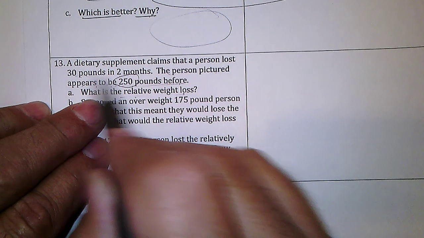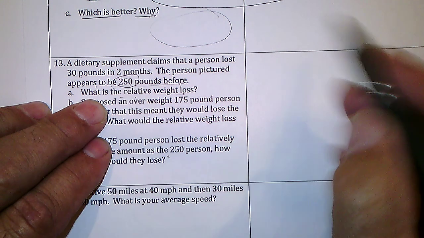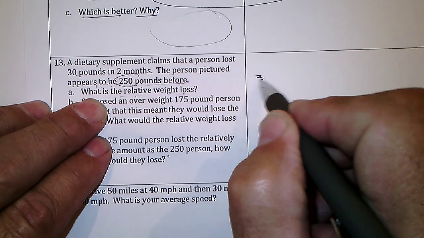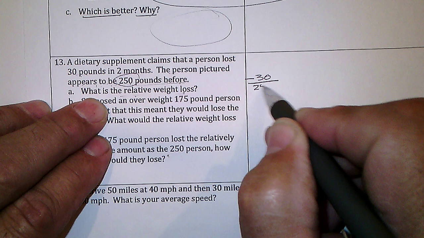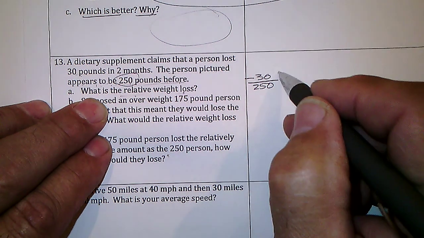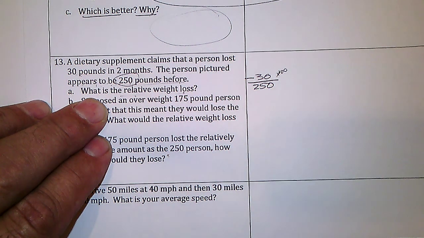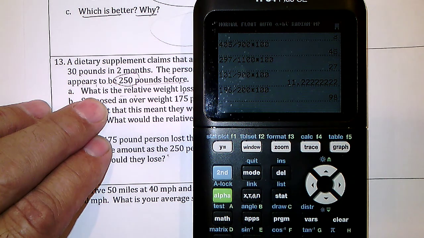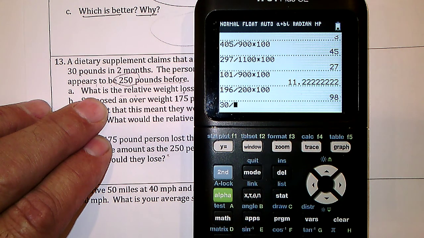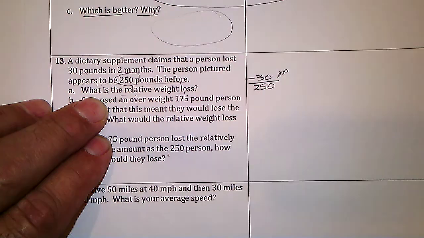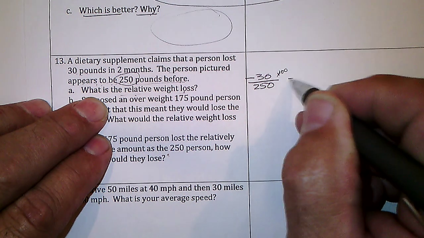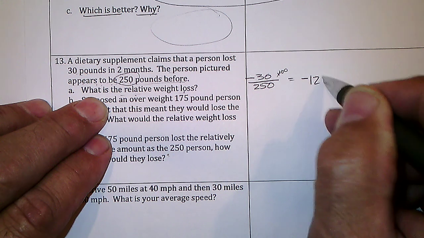The absolute loss is 30 pounds. So the relative loss would be negative 30 over 250 times 100 to make it a percent. So 30 divided by 250 times 100 is 12%. Loss of 12%.